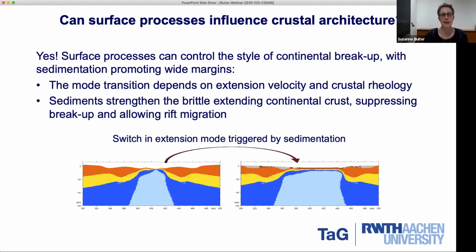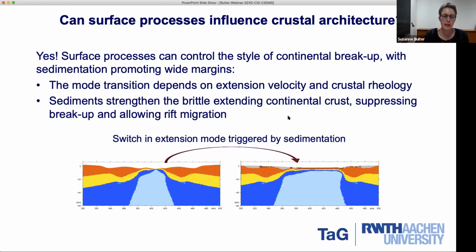And then I would argue that we can create wide rifted margins in more cases by including surface processes and then mainly sedimentation. And that these surface processes can play an important controlling role in continental breakup. And what happens is that the sediments that are deposited on the extending continental crust, they suppress the breakup because of their brittle strengthening effect. They then allow lateral rift migration to occur and a wide margin to form.